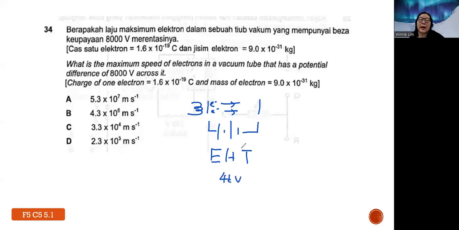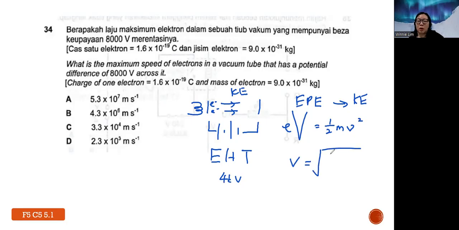Due to this electrical potential energy, the electron moves, and it becomes kinetic energy. The electrical potential energy formula is electron charge times voltage, eV. Then the kinetic energy is half mv squared. Because the v is slightly different, I make my small v curvy a bit. Hence v equals the square root of 2eV over m. So we are using this formula.